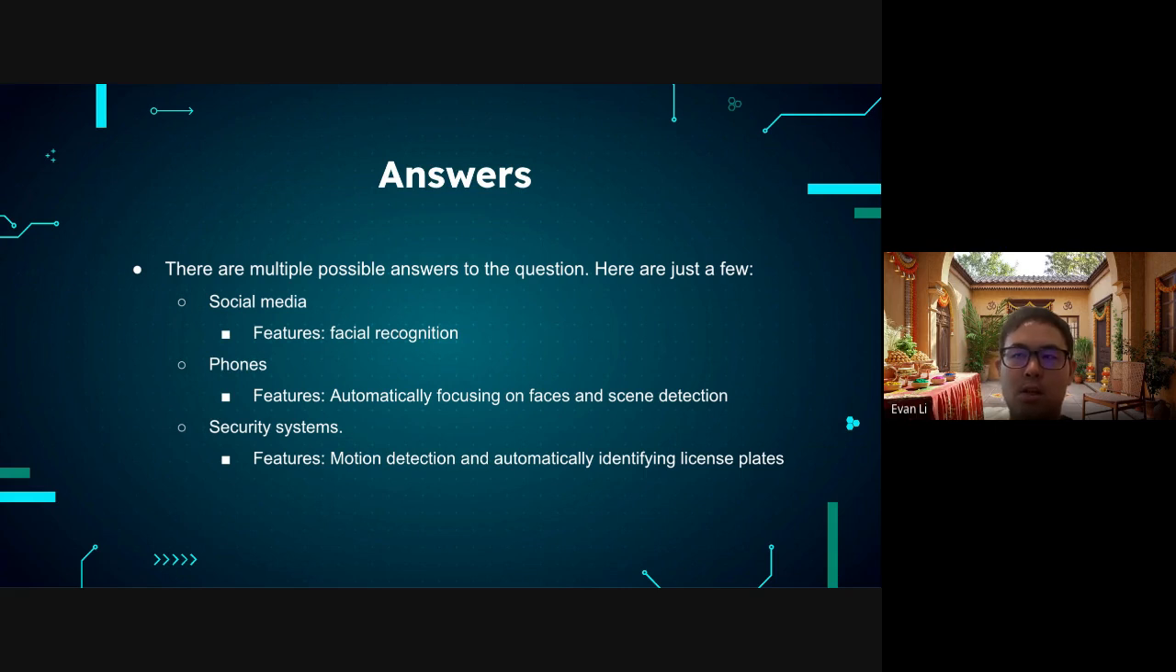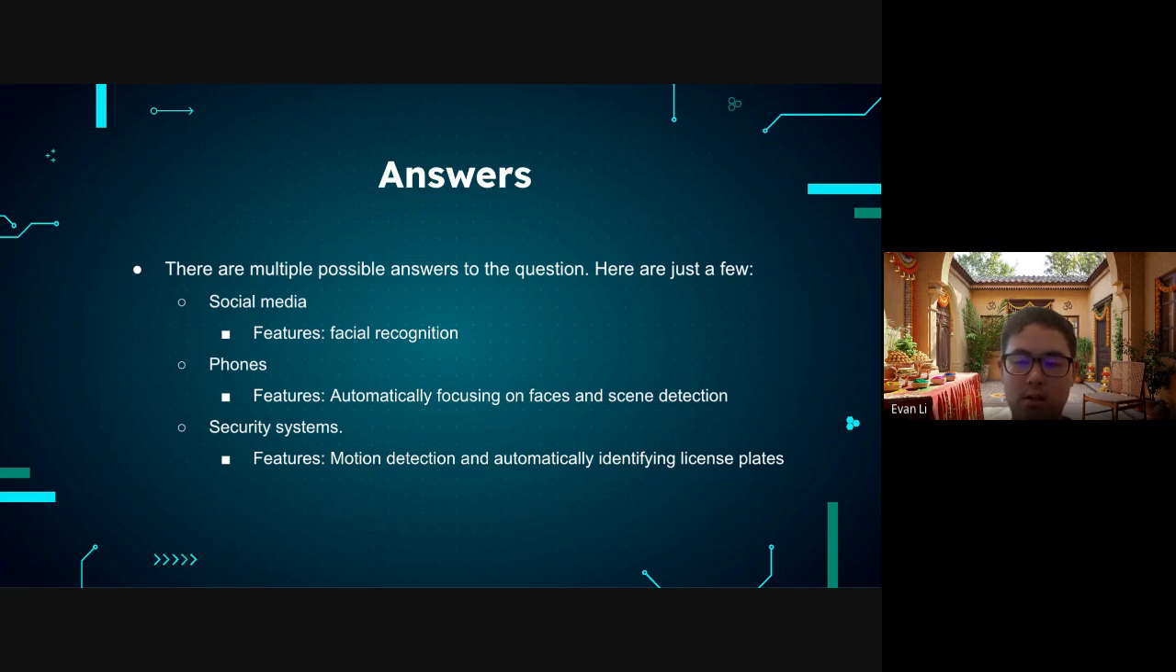Another example is your smartphones. Many phones have camera features that use computer vision, like automatically focusing on faces, scene detection to optimize camera settings, or even augmented reality apps that overlay digital information onto the real world as seen through your camera.